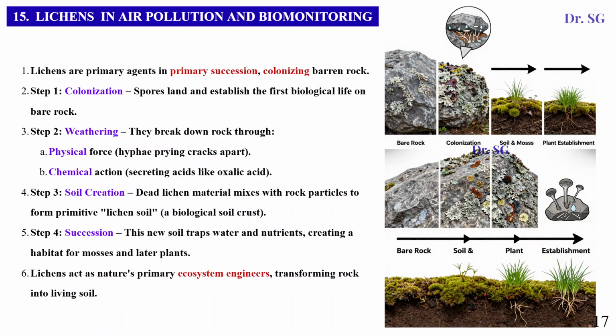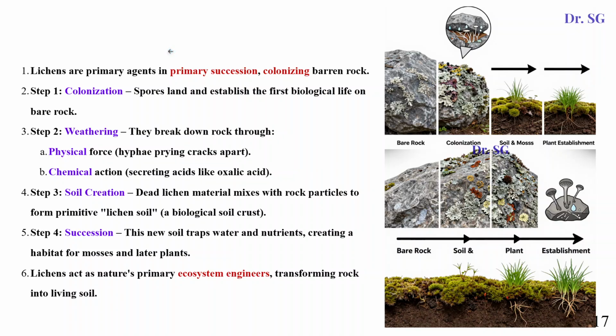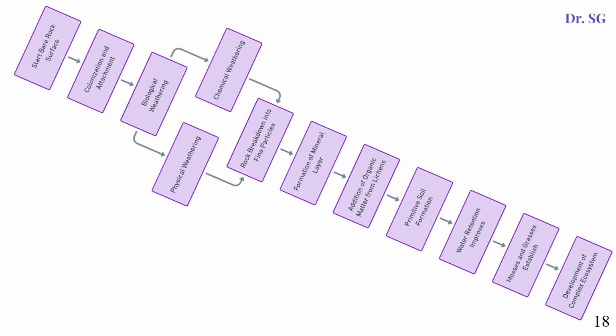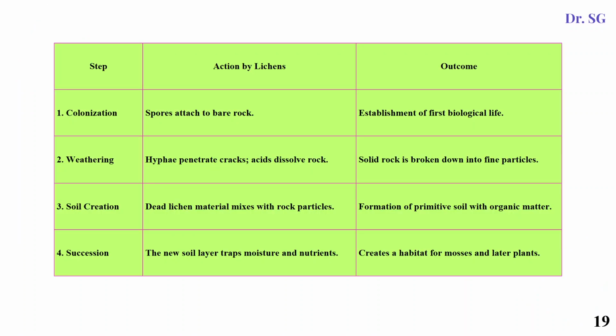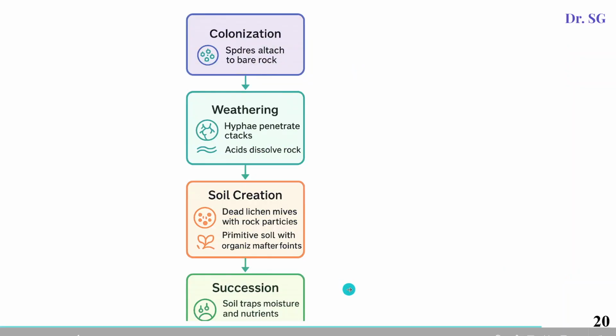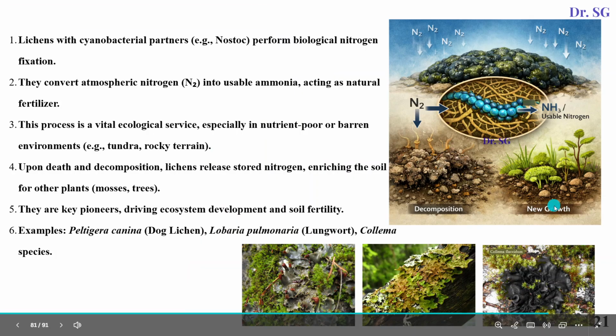So you may get a question: justify lichens as ecosystem engineers. If a question comes, you have to answer this way. And so this is the mind map of it. Since it's a long mind map, I just put it in slide form so that you can learn this. And here, what are the steps involved? Colonization, weathering, soil creation and succession. And what are the actions taken by the lichens, and what are the outcomes, has been tabulated. Here you can go through it. So the same here in another different pattern.